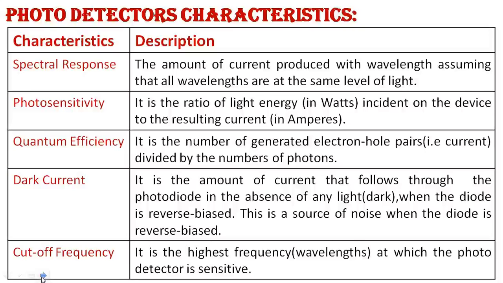Next is the dark current. It is the amount of current that flows through the photodiode in the absence of any light, when the diode is reverse biased. This is a source of noise. Next is the cutoff frequency. It is the highest frequency or wavelength at which the photodetector is sensitive.